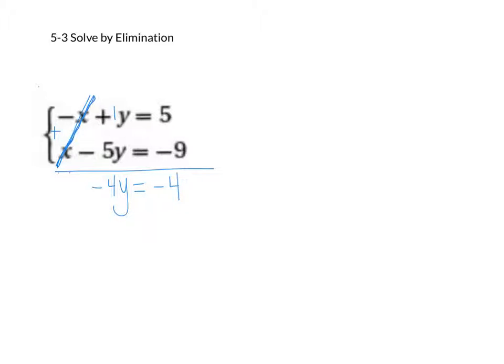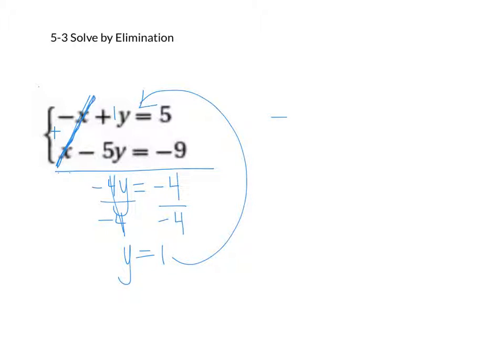Now I can just solve for y. Because I eliminated the x, I'm able to solve for y. And so y equals positive 1. Just like with substitution, once we have our answer of y equals 1, we can plug that back into either equation that we want. So say I plug it in right here.